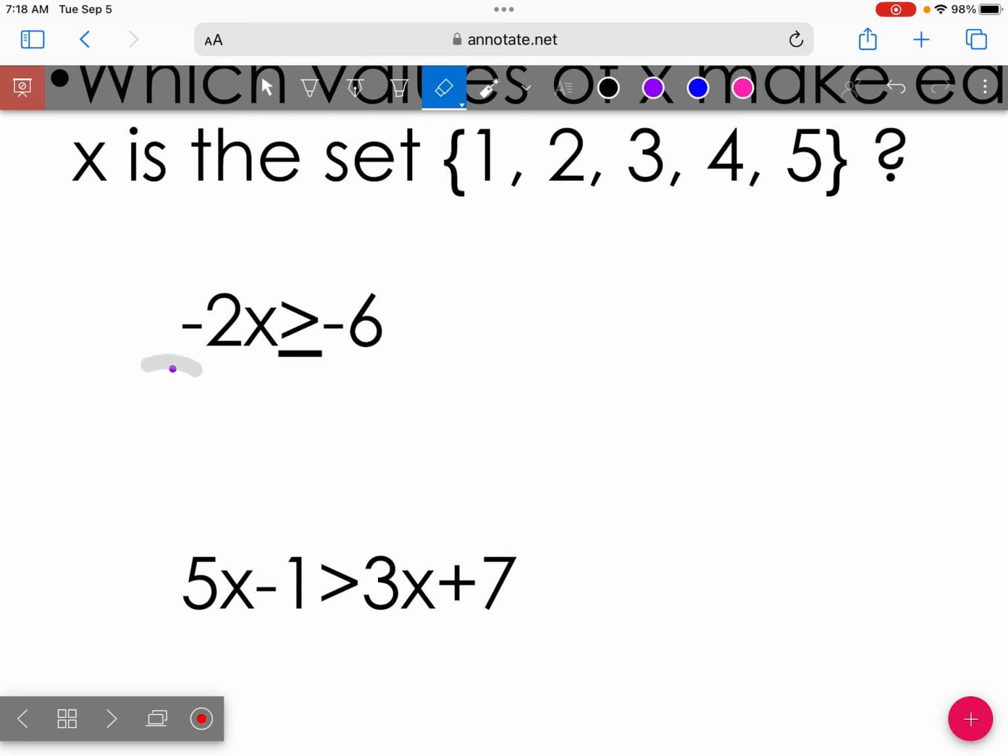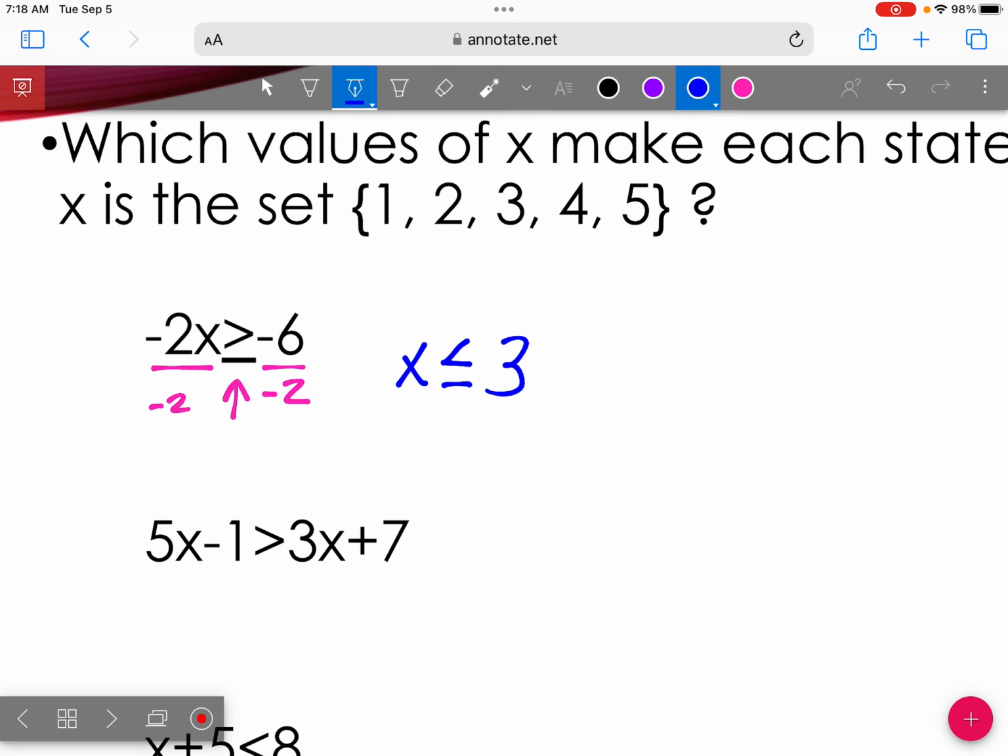How do I get that x by itself? By? Close. -2. When we divide by a negative number with an inequality, what happens? The sign changes direction. So our values are x is less than or equal to 3. So from this set of numbers, the ones that work are going to be 1, 2, and 3.